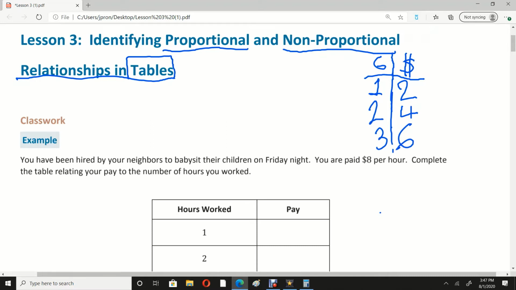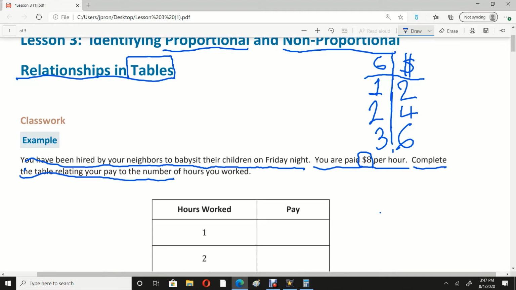All right, so in example 1, we'll read, you have been hired by your neighbors to babysit their children on Friday night. You are paid $8 an hour. Hey, that's pretty good. That's above minimum wage. $8 an hour. Okay, great. So we're going to complete the table relating your pay to the number of hours you worked. Fantastic. So now, based on the information we're given, how many dollars will we make in 1 hour?